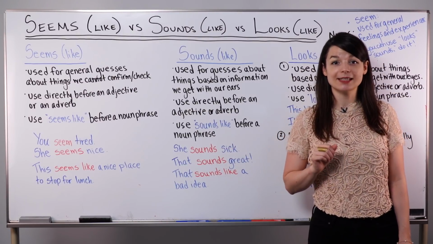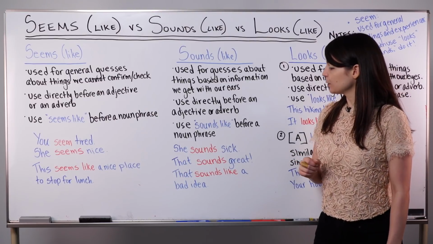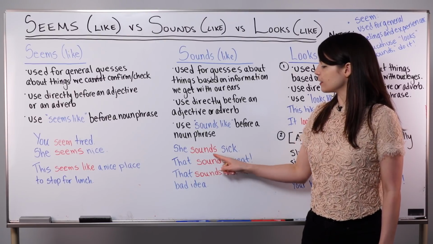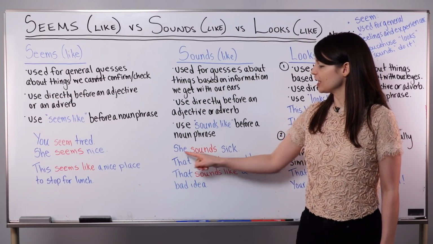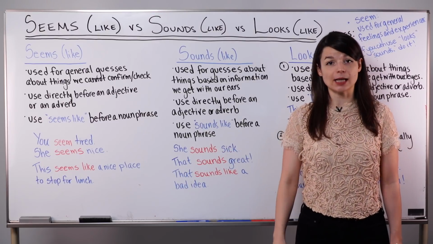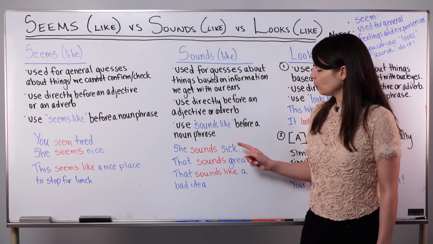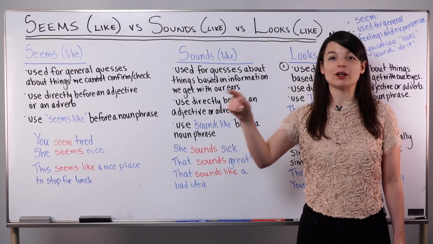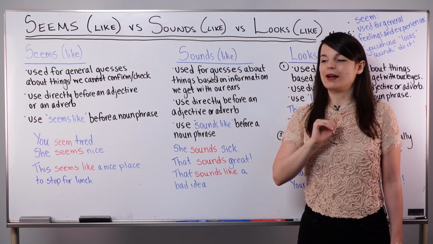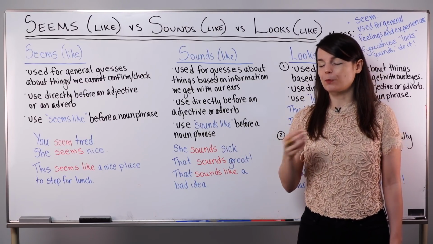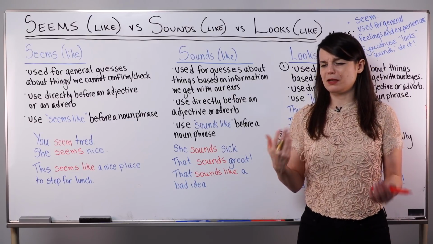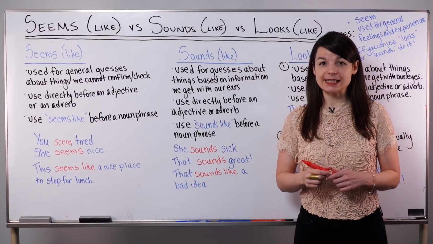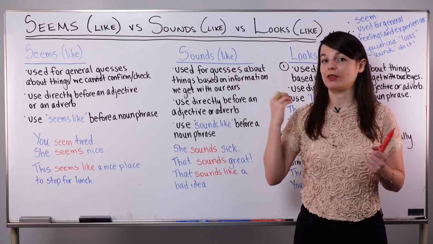So, some examples of sounds. First, she sounds sick. She sounds sick. So, sick is an adjective. We're using sounds here because our subject is she. She sounds sick. You sound sick is how we would use this. So sick, we use this adjective here because maybe the guess is based on hearing someone coughing. You might think, that person sounds sick. Or maybe they're sneezing, or maybe they just are making some kind of awful sound and you think, that person sounds sick. So that's based on information we get with our ears.